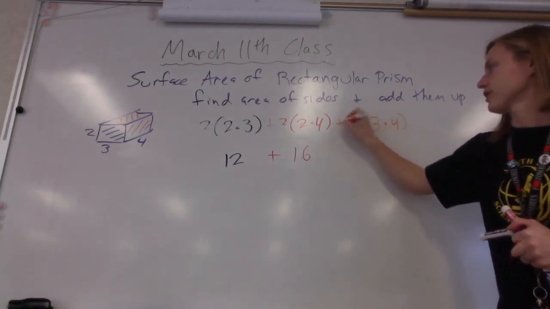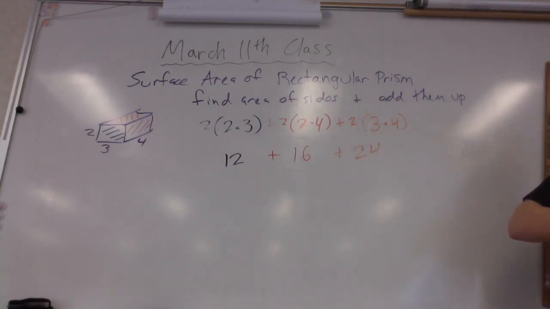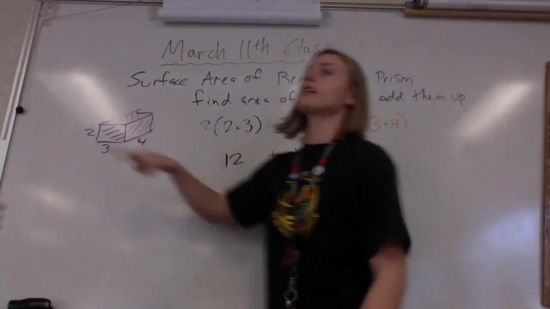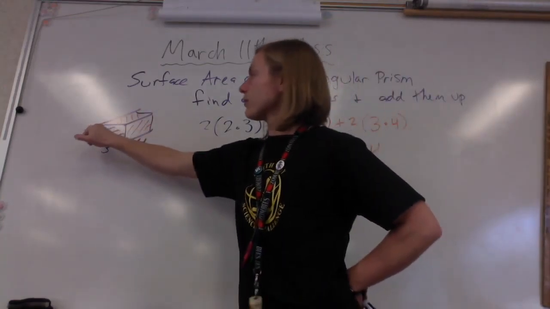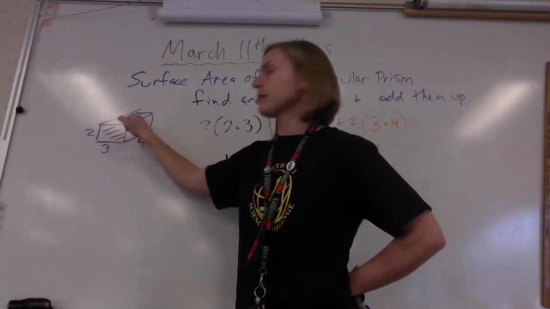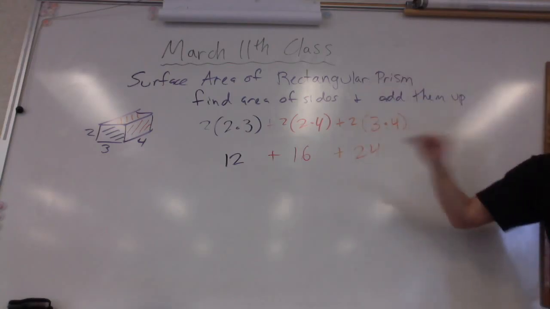But then there's 2 of them. Wait, why is it so A B, B C, A C? Because it's this side, which is 3, times 4, which is that side, but then there's 2 of them because there's top and bottom. So we're doing orange, this top. This side right here is 3, and this side right here is 4, so it'd be 3 times 4. But then we times 2 because there's 2 sides.